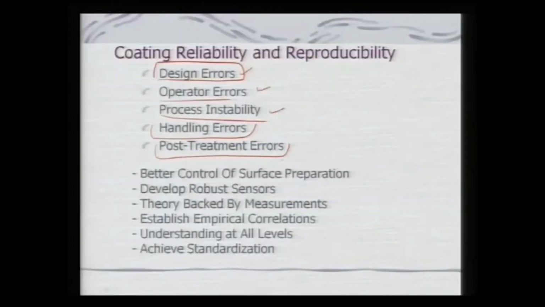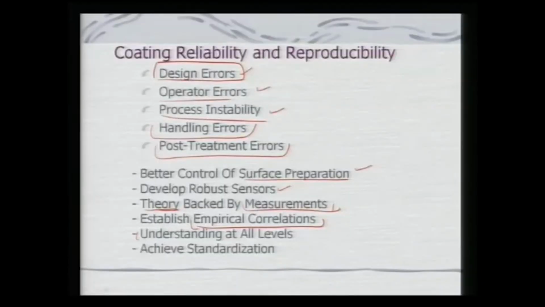Again, there can be post treatments, and those errors can also creep in. Also, there is the kind of surface preparation, so we have to get better control of the surface preparation. Sensors also should be very robust, and again we have to have the theory, but it should be backed by experimental results or measurements, and somehow establish certain empirical correlations. They may not be exact in nature, but they have to be empirical in nature.